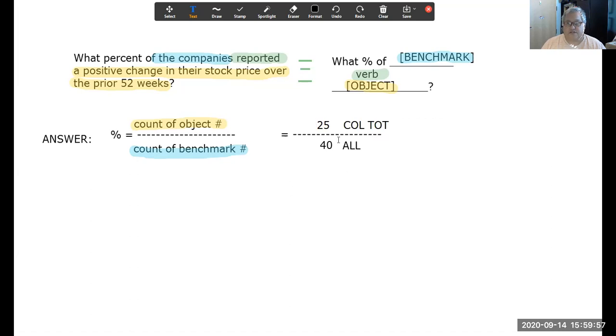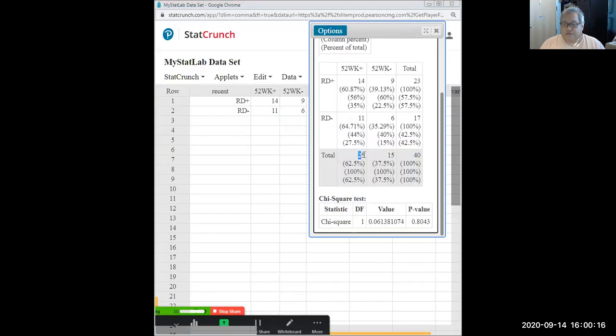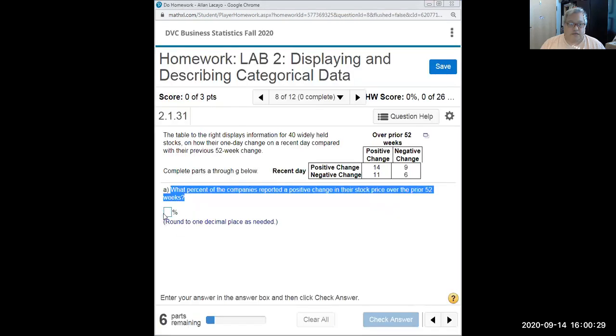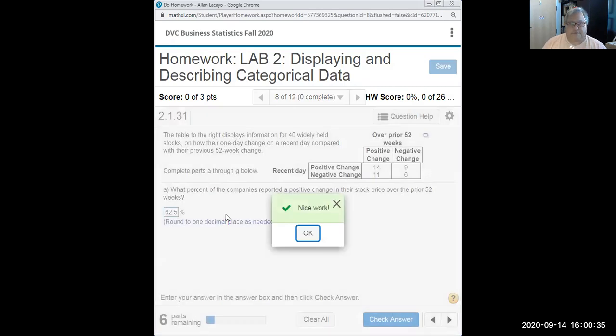So in order to get the right answer, I'm going to divide 25 by 40. Now, I don't have to divide 25 by 40 in this case because I already know what that is from the table answers that are found in my StatLab. So all I have to do is find what 25 divided by 40 is, and that happens to be 62.5%. So I get the answer already as a percent, 62.5. So I'm going to go back to my homework and then click inside the blue box and type 62.5, and the answer will be correct.